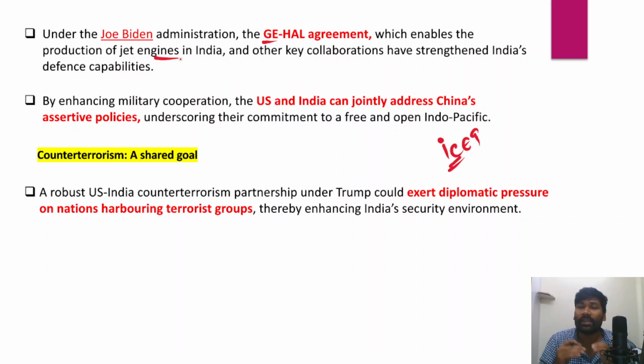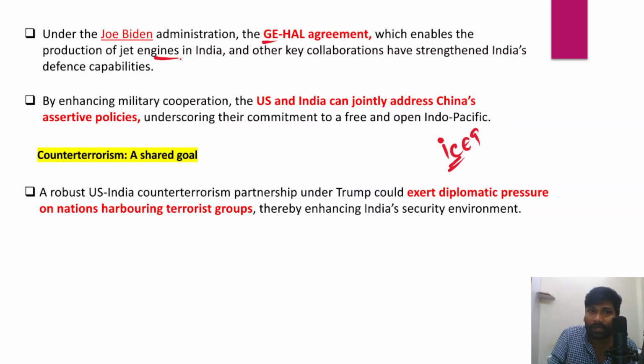And in fact, India's strengthened defense capabilities will also benefit the USA, because in recent times China has been challenging US hegemony in the Indo-Pacific region and beyond. Therefore, India's strengthened defense capability will help the USA counter China in the Indo-Pacific region through India. So the defense cooperation is very important between these two countries.